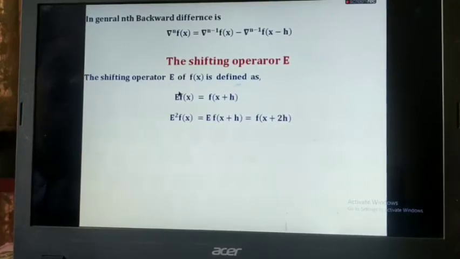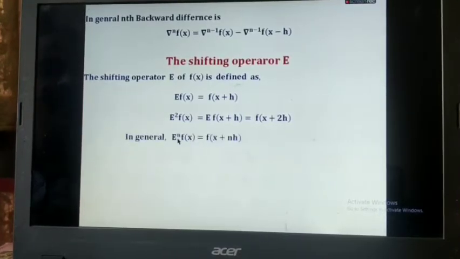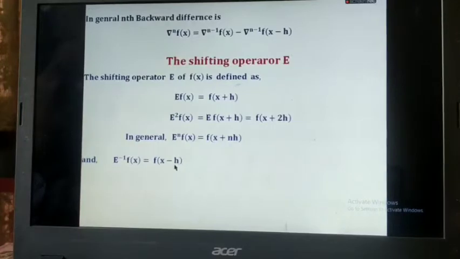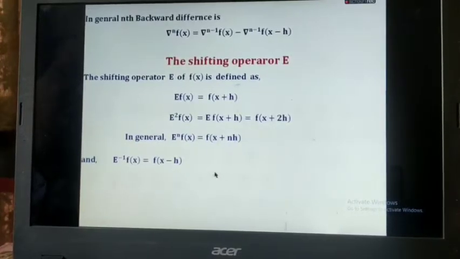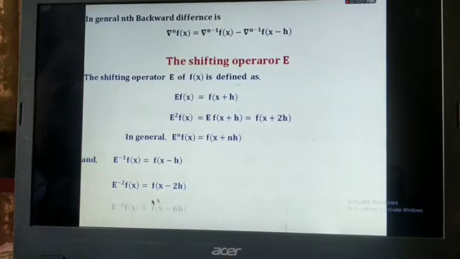If it is E to the power 1, it is 1h. E to the power 2, 2h. E to the power 3, 3h. In general, E to the power n of f of x is f of x plus nh. It is the shifting operator. In terms of minus, E raised to minus 1 f of x is f of x minus h. E raised to minus 2 f of x is f of x minus 2h, and so on. E raised to minus n f of x is f of x minus nh. So this is about the shifting property.